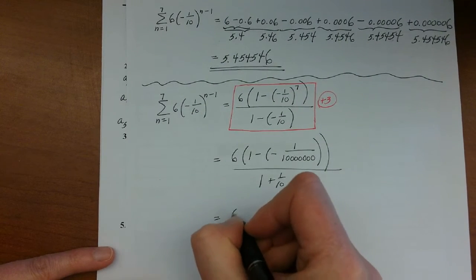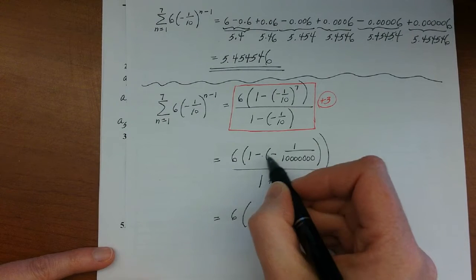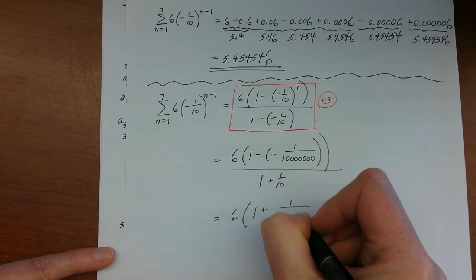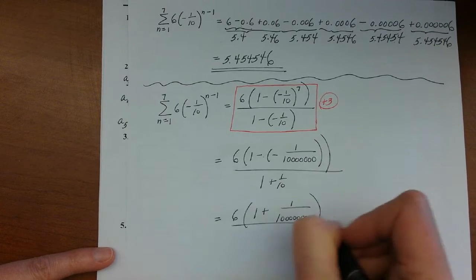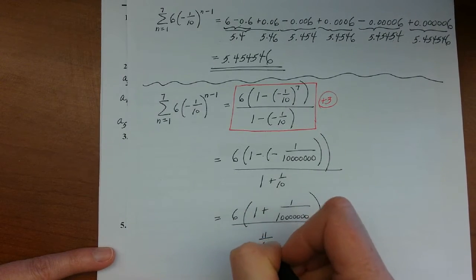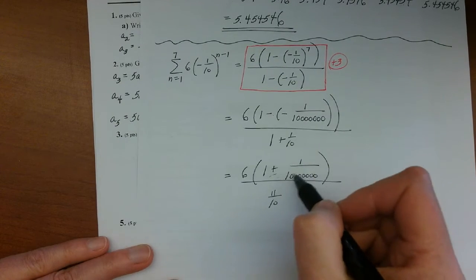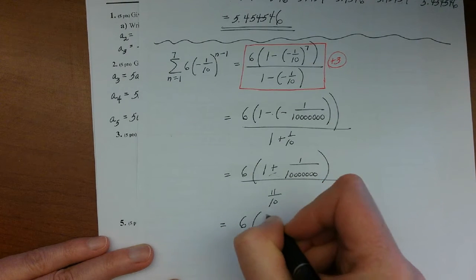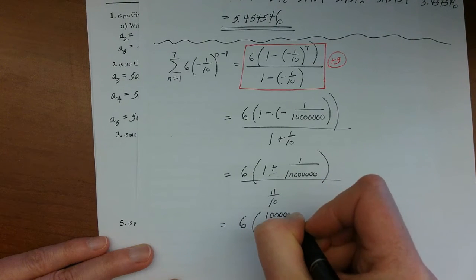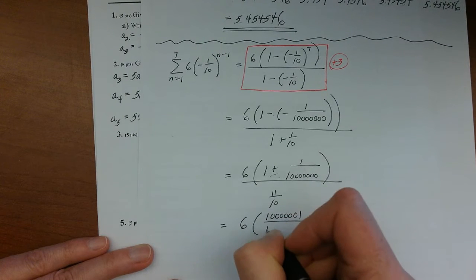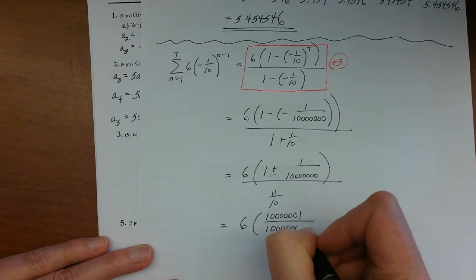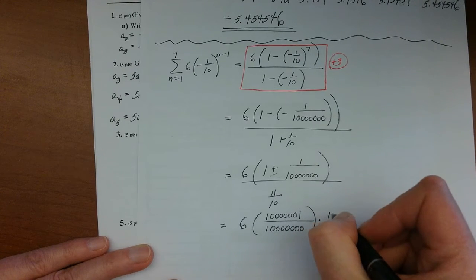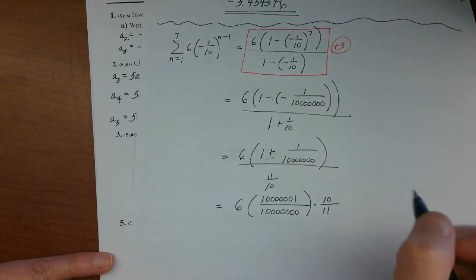Okay, and then let's clean things up a little bit. You're subtracting a negative, so you're basically adding. And on the bottom, you have 11/10. Adding 1 and this little fraction, you'd end up with 1 with 6 zeros and a 1 over a 1 with 7 zeros. And then dividing by 11/10 is like multiplying by 10/11.